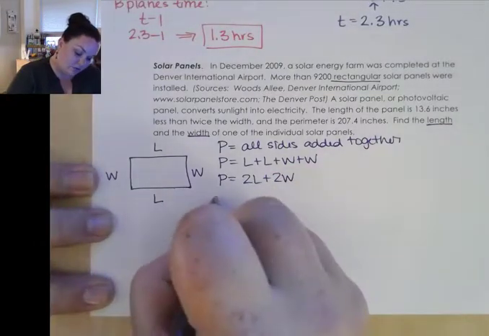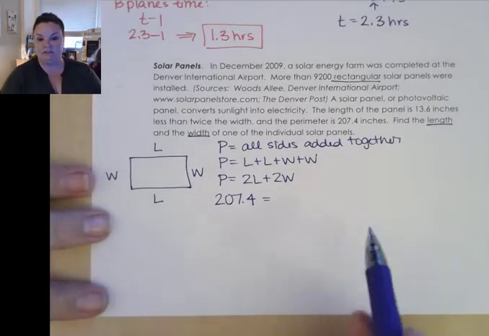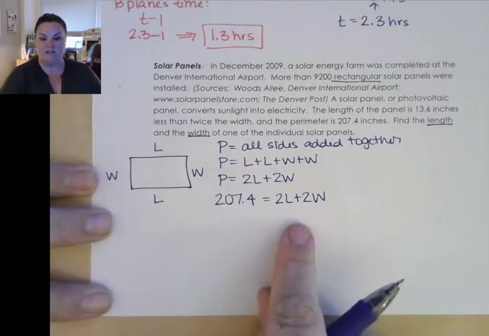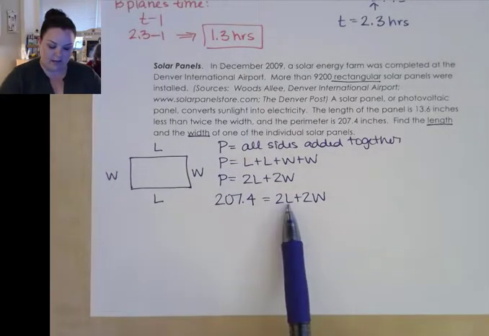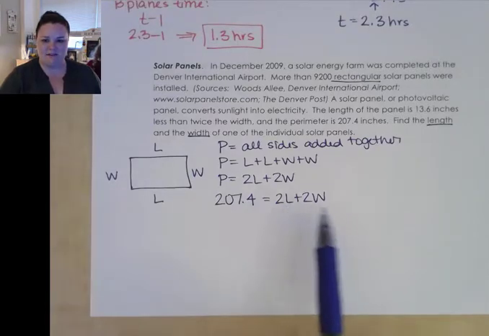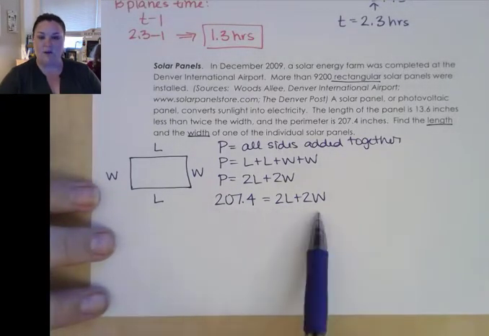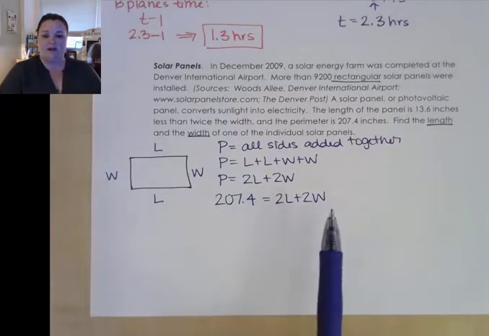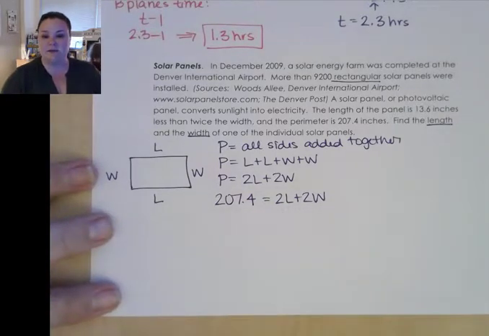But if I have 207.4 inches is equal to 2L plus 2W, I can't really solve this for L or W, right? If I solve it for L, it's going to have a W in the answer. If I solve it for W, it's going to have an L in the answer. So I'm really hoping to get an equation that just has L's or that just has W's. So there has to be some relationship between the two, right? So let's look and see what it gave us.